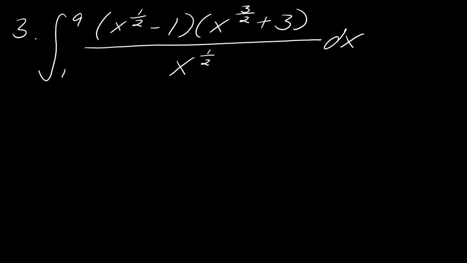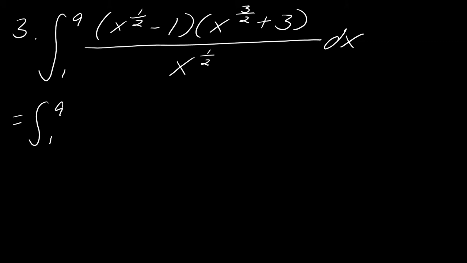Okay, so for number 3, we have this really crazy looking integral. I've got the integral from 1 to 9 of (x squared minus 1) times (x to the 3/2 plus 3), all of that over x to the 1/2. So the only way you can really get through this one is you've just got to multiply it out. We're just going to have to get our hands very dirty with the algebra here. All right, let's get this party started.